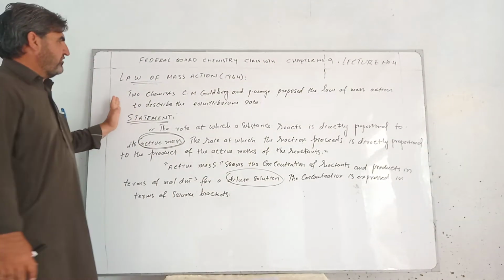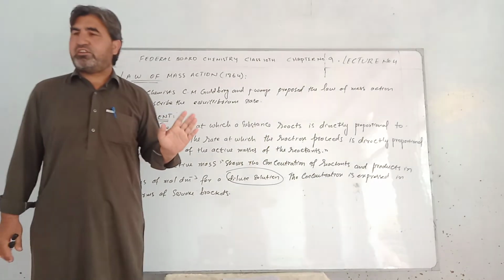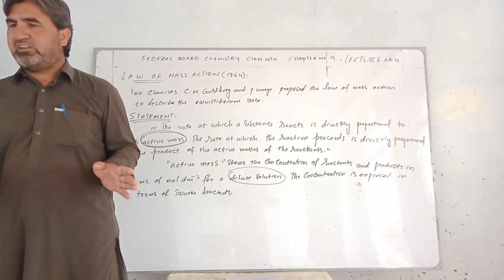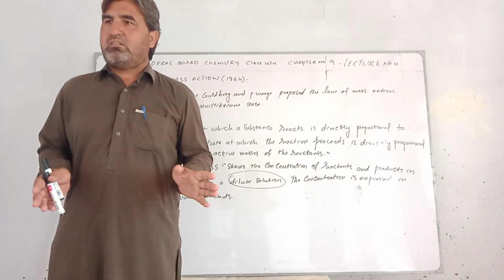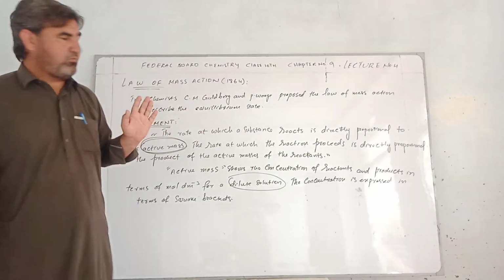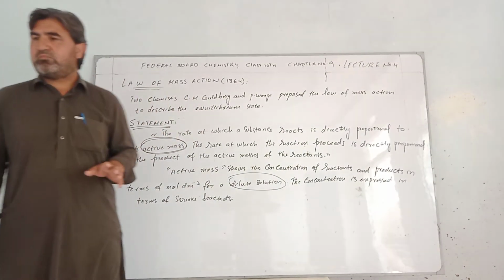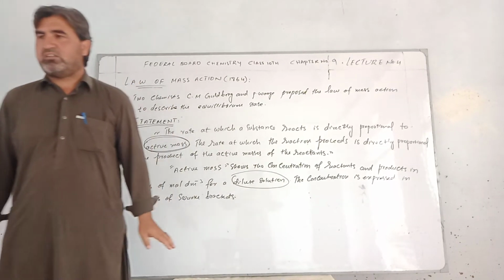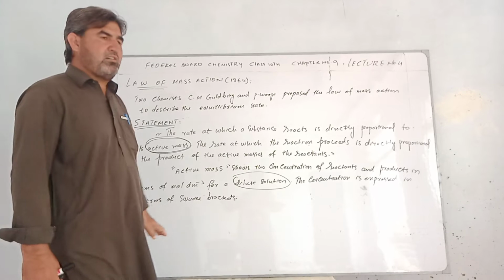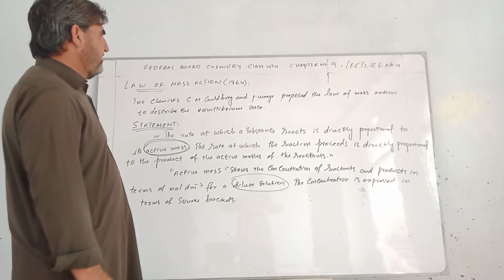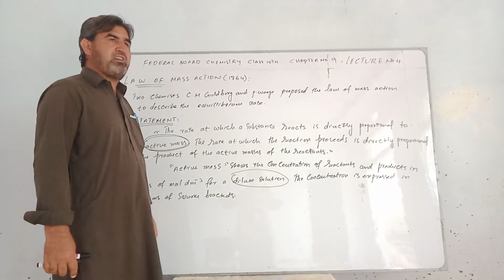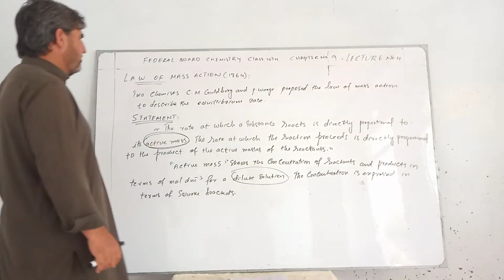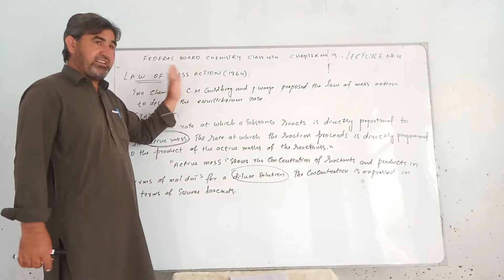In the previous lectures, we have already discussed chemical equilibrium with example and explanation. In the second lecture, we discussed irreversible reactions with their definition, explanation and examples. In the third lecture, we discussed reversible reactions, their definition, explanation with complete examples. Now we are coming toward the law of mass action.